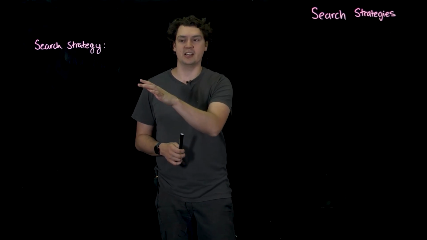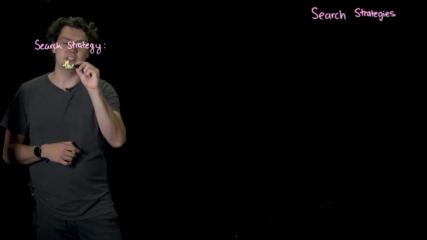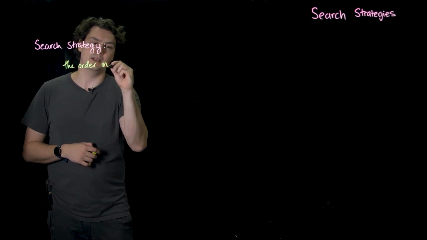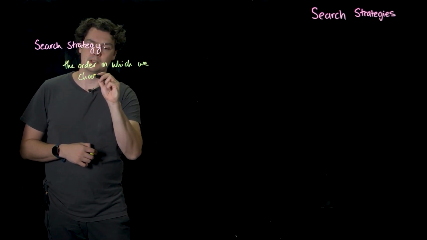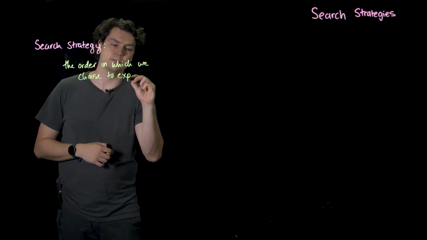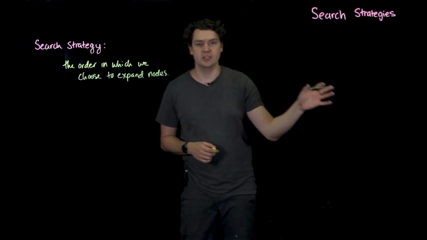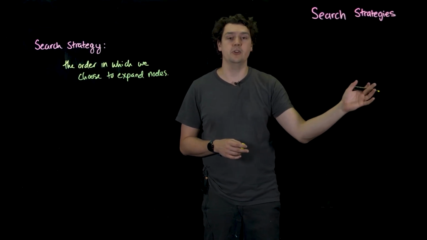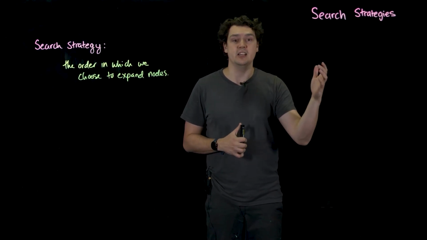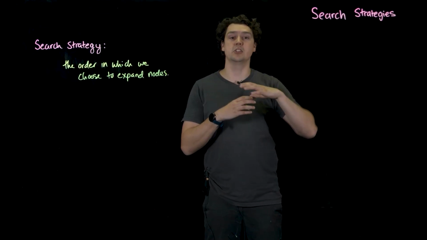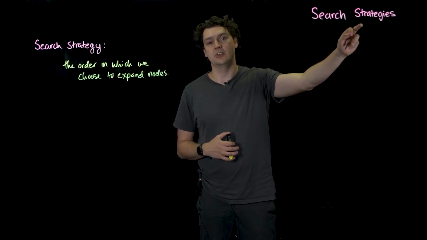So first I'm just going to define what actually is a search strategy, and this is the order in which we choose to expand nodes. So we've already seen, right, that in the search tree we start at the root node and you're going to generate children, but which one of those you then expand, look at first to generate more children and to grow the tree, that choice there is what defines a search strategy.